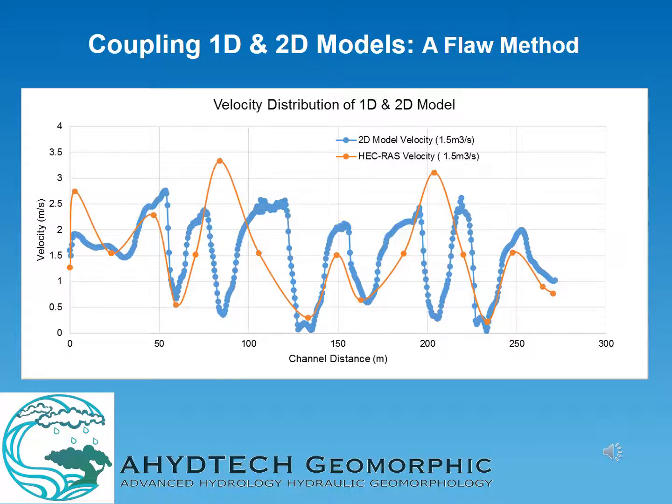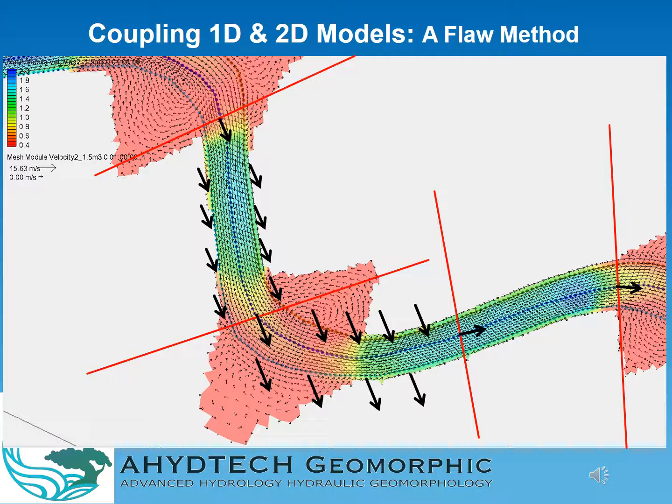Now I would like to compare velocity magnitude simulated by 1D HEC-RAS and the 2D SRH-2D model. This slide shows the longitudinal distribution of velocity magnitude. As you can see here, the HEC-RAS simulated flow field in many locations is not matching with the two-dimensional velocity magnitude. Now in terms of direction, if I am coupling between 1D and 2D models, I take the direction from the 1D cross section and apply it to the 2D floodplain.